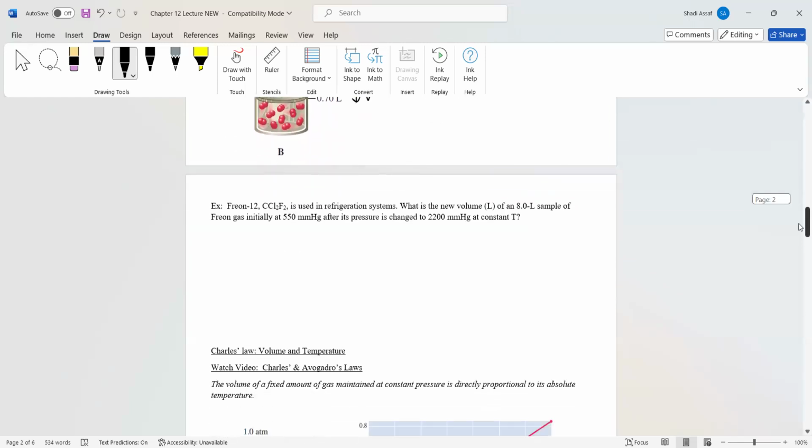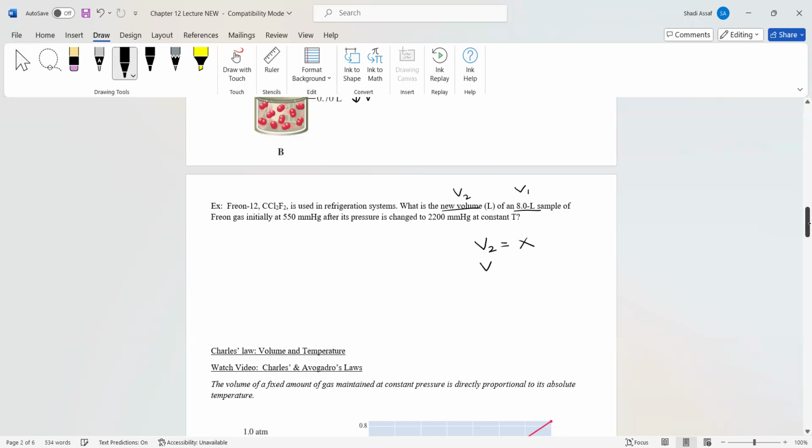So let's examine the first problem. It says here, that Freon 12 with this formula, CCl2F2, is used in refrigeration systems. What is the new volume in liters? So this is already asking you for the new volume. So new means 2. So in this case, we know that V2 is unknown. It's X. So this is V2. Of an 8-liter sample, so this must be volume 1. Again, liters means we have a volume.